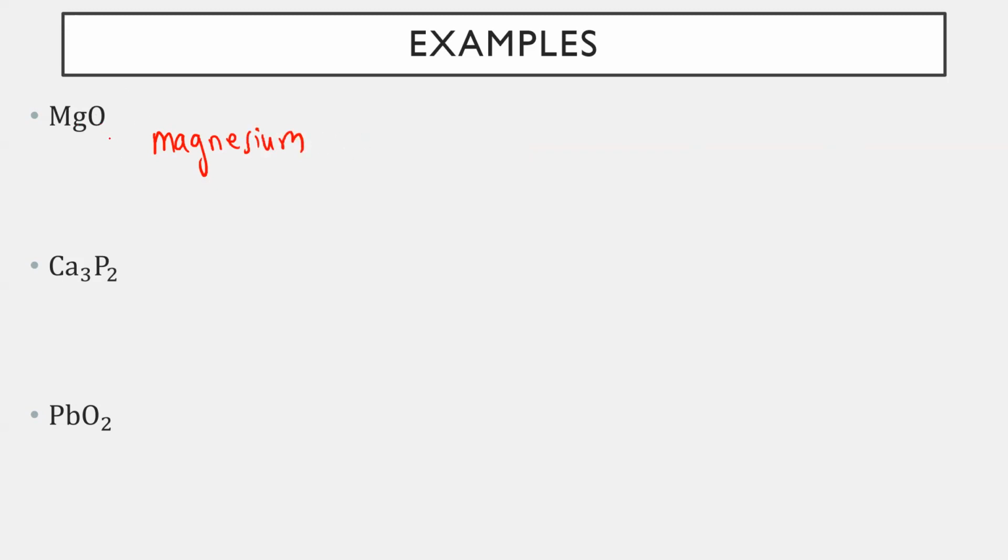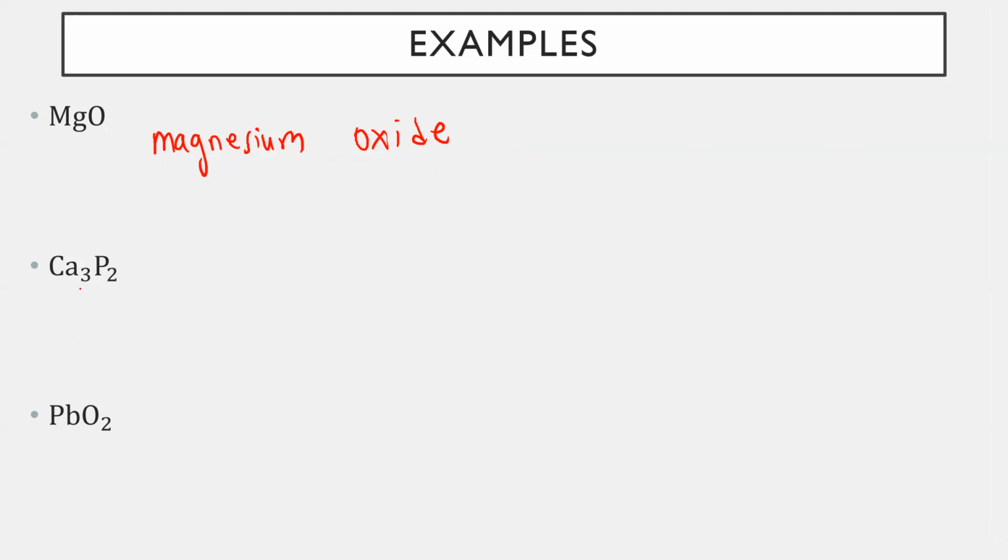Then oxygen is my non-metal, but remember you have to change the ending to "ide." So it's going to be oxide. It's not going to be oxygenide. Sometimes you just have to know which one is which. It's not really an exact rule all the time, but you'll have to just know based on what you're dealing with. Anyway, we're moving on to the next one.